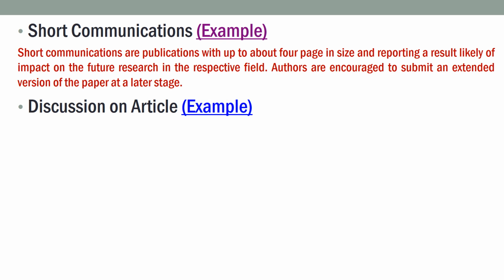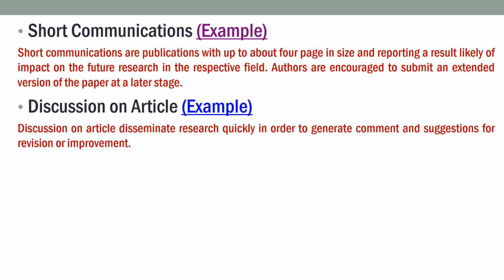After short communication, now discussion on article you can publish. What does discussion on article mean? Discussion on article means when you are reading any paper related to your research area, and you found that there is a scope of revision of that article, right? There is a scope of improvement of that article related to some points, or if you want to ask some query to the authors who published that research paper, so that you can publish as a discussion on article.